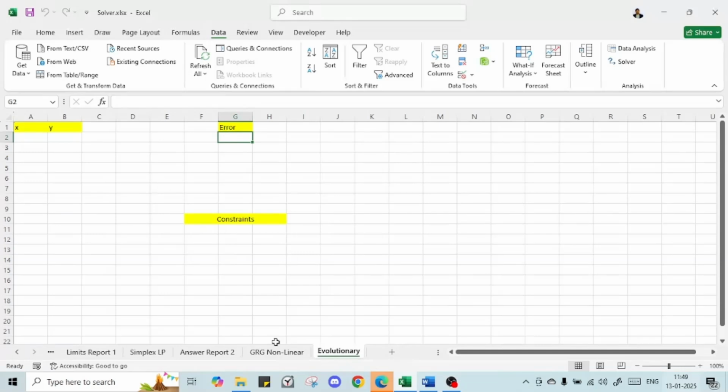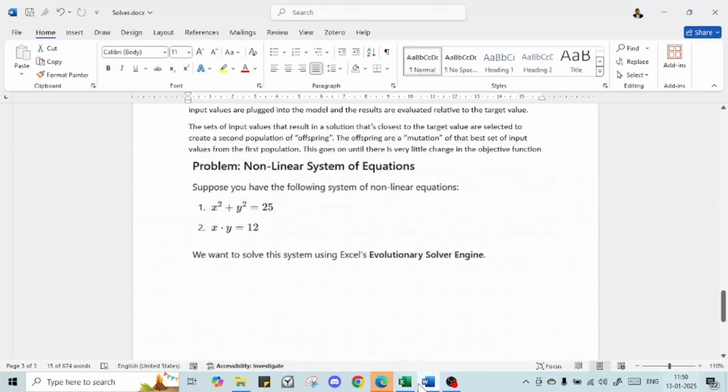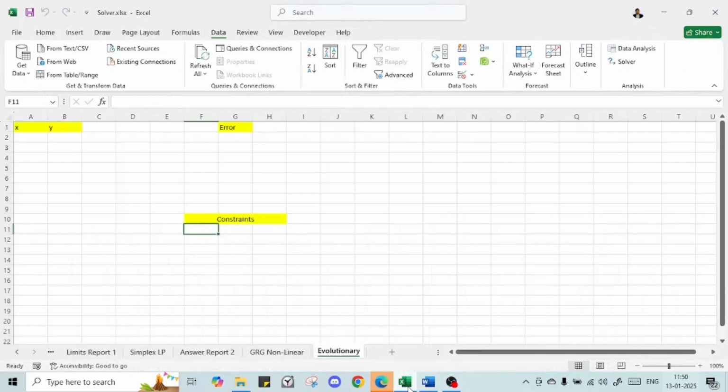It's over here. So first of all, generally we add an objective function. Here in this method we need to find the x and y such that the error is minimum. So let us write the constraints. x square plus y square equals 25. This is one of our constraints.